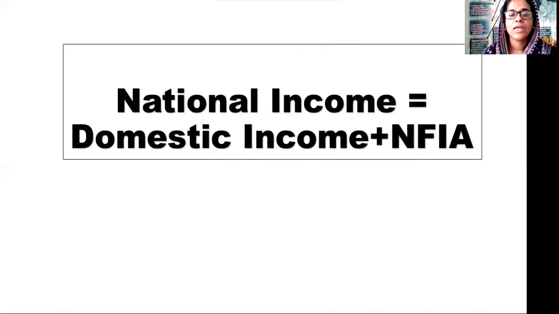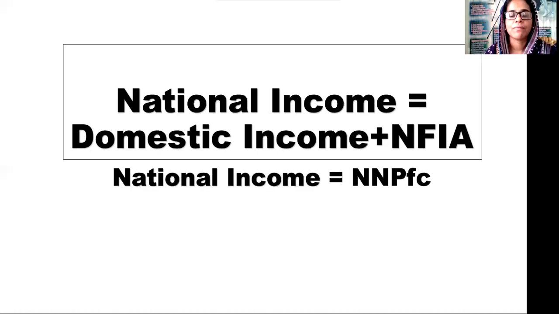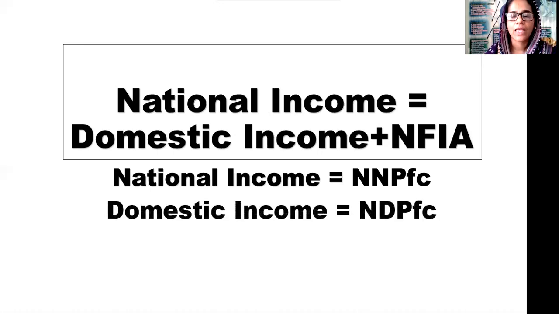Now, national income is equal to domestic income plus NFIA. So we can represent national income as NNPFC, net national product at factor cost. Likewise, domestic income as NDPFC, net domestic product at factor cost.